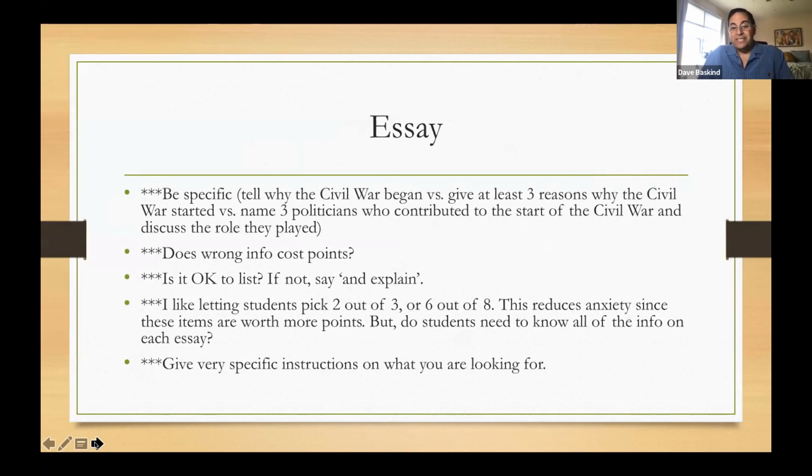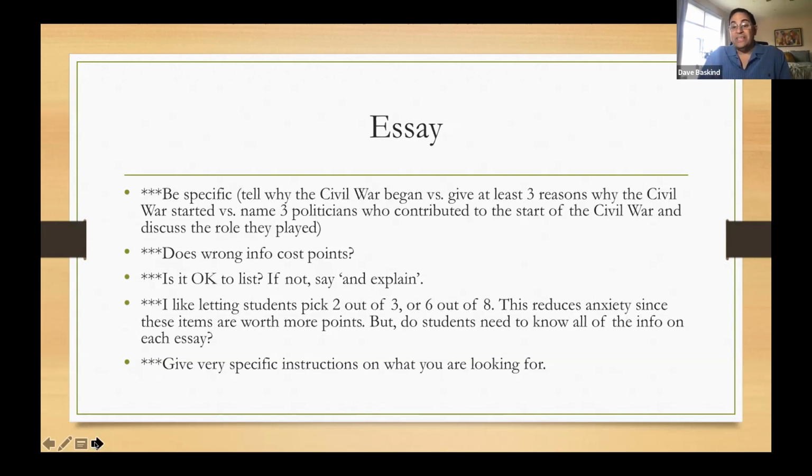So if you say, tell why the Civil War began, and the student says, well, there were two parts of the United States that were disagreeing. Well, I'd say that's a correct answer. It's not wrong, but that may not have been as specific as what you were hoping they would provide. So if you want longer answers, be sure to give them some indication there.